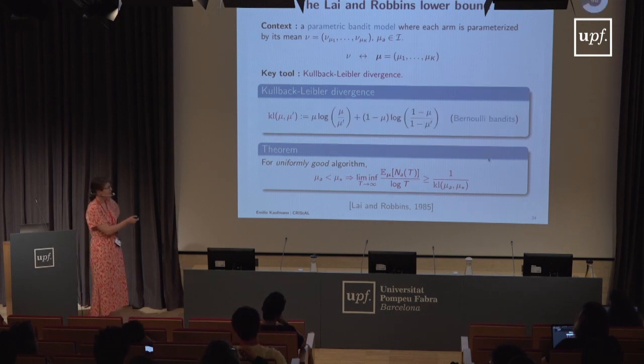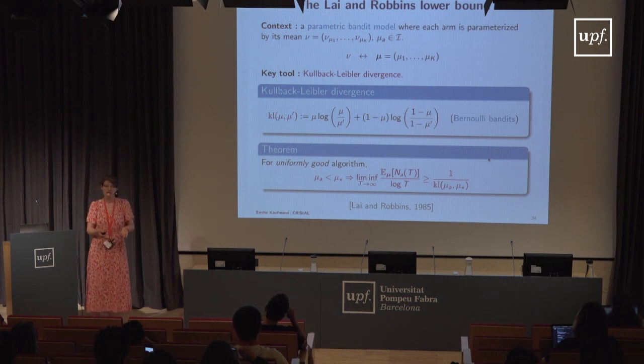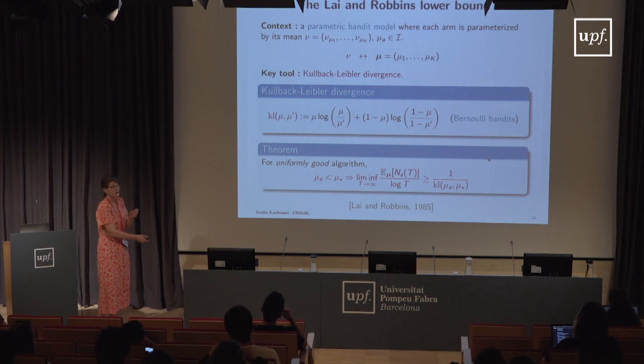Whereas for Bernoulli bandit, it will be this more complex binary KL divergence that Yevgeny showed you before. And the results say that, so it's an asymptotic lower bound saying that when t is large, the expected number of times we need to select a suboptimal arm is log t divided by here the KL between the distribution with mean mu a and the distribution with mean mu star.